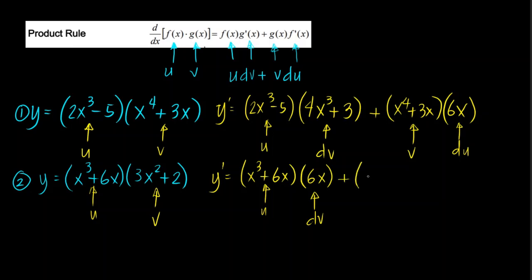Plus, v is 3x squared. So, this is v. And then du is 3x squared plus 6. Okay. So, u dv plus v du. Utang ko plus para hindi ka malipad. U dv plus v du. Okay. If you want more, then we have more. Okay.